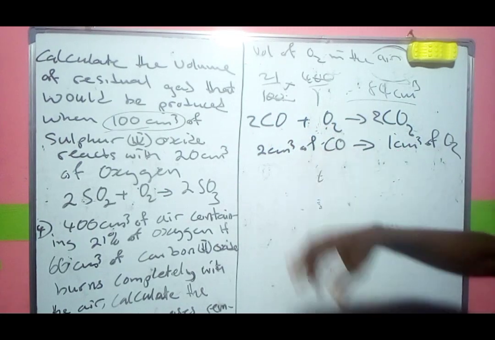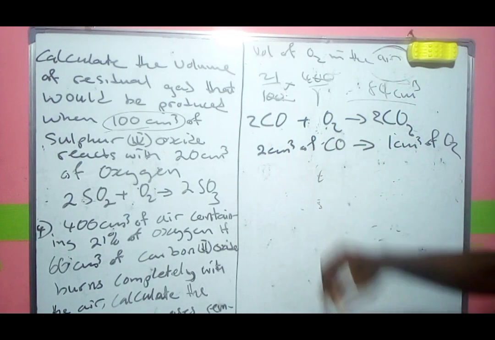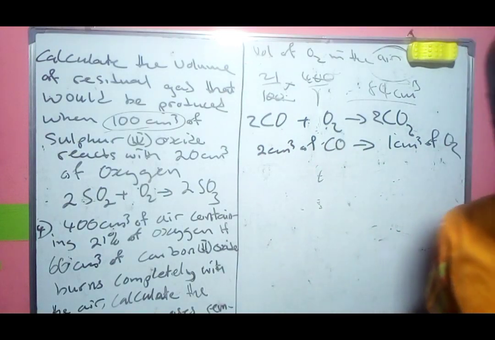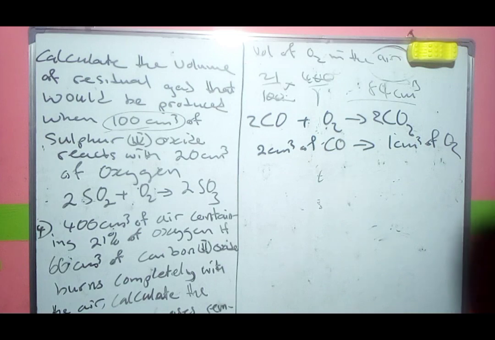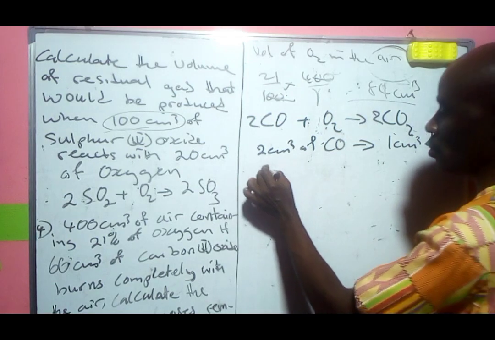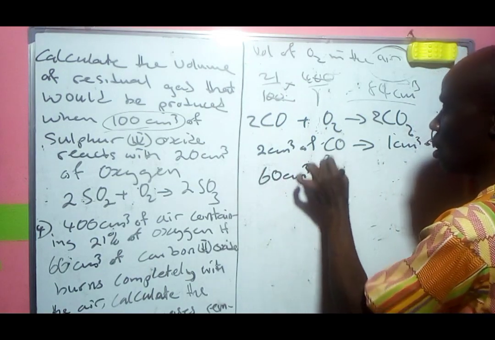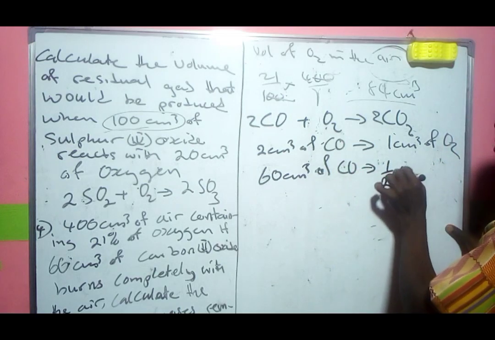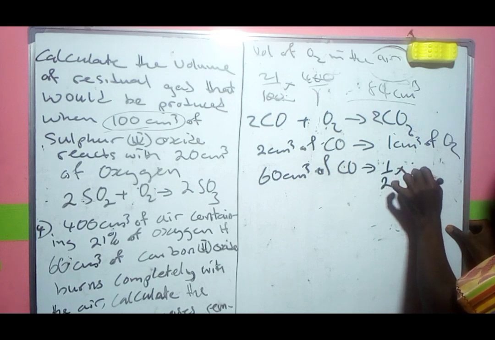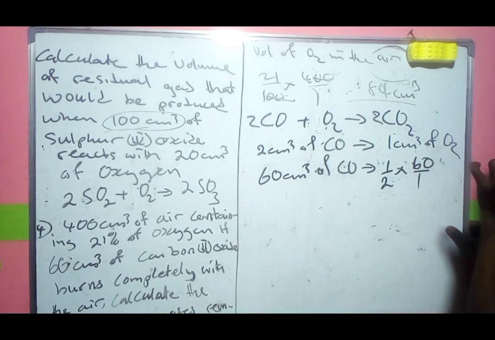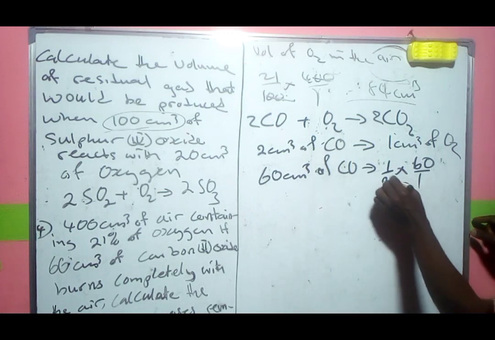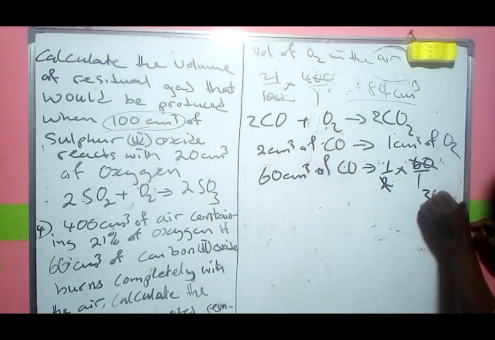That is why, according to Gay-Lussac, the ratio of the combination can also be considered as the combining volumes. Now let's continue. Then 60 cm³ of carbon(II) oxide will need 1 over 2 times 60 over 1 of oxygen. The volume of oxygen that will burn, the 2 will cancel out, and we have 30 cm³.